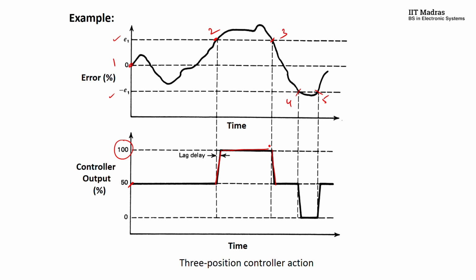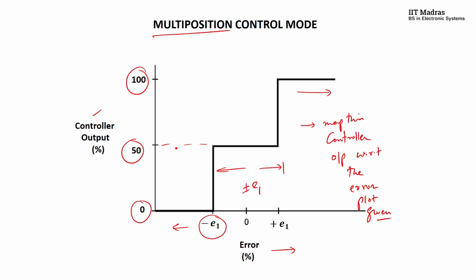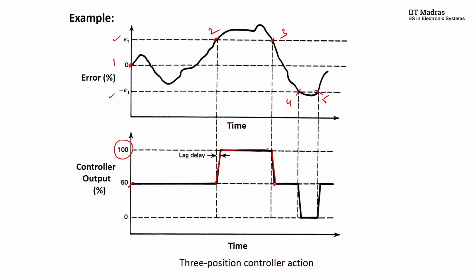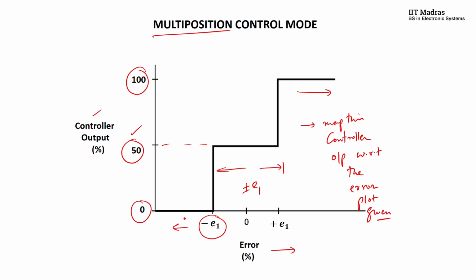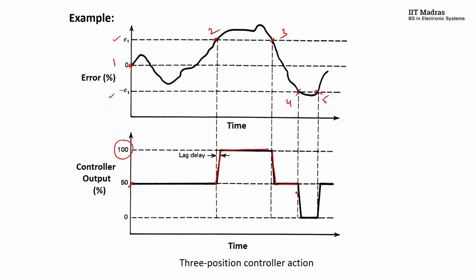Now between 3 and 4, again you are coming into the band of plus E1 to minus E1, so your controller output remains at 50%, okay. So it has come back to 50 from 100, okay. Now from 4 to 5, it has exceeded the lower limit of minus E1. Lower limit of minus E1 means that you need to have the controller output to be 0, okay. So you are coming back to 0.